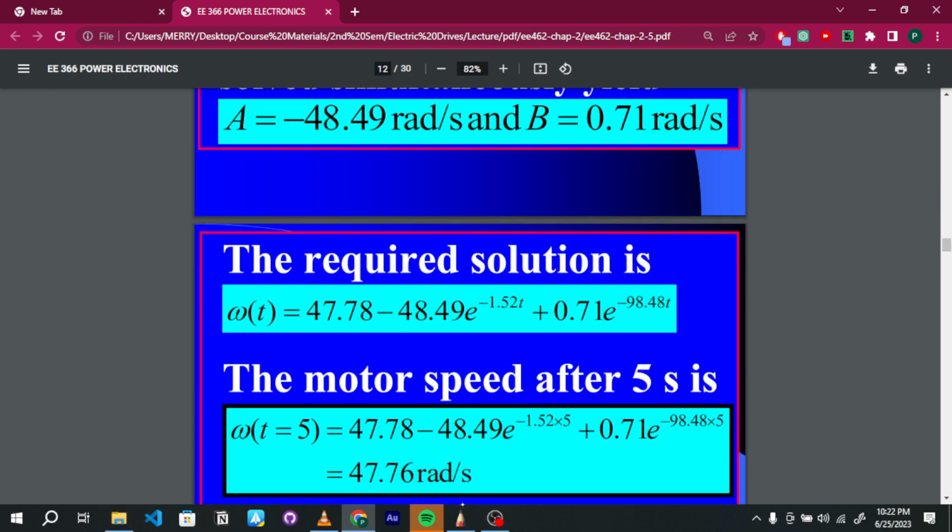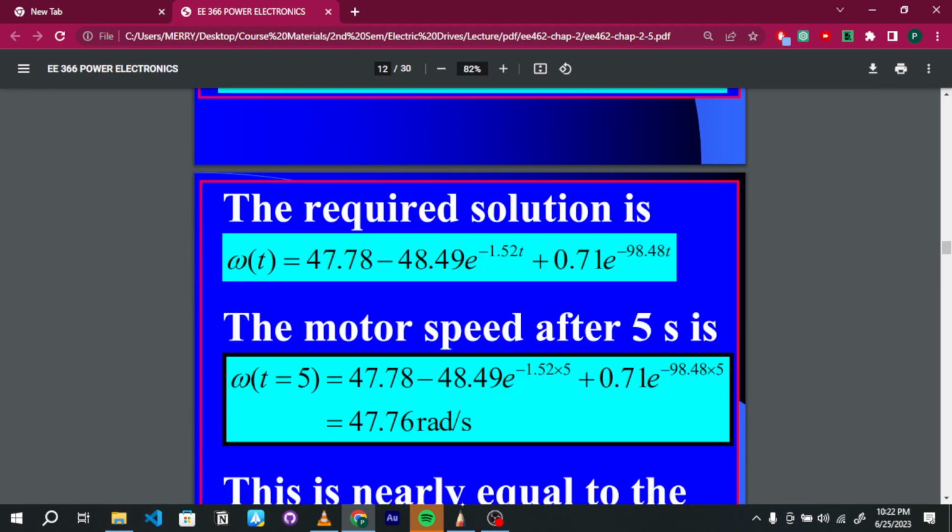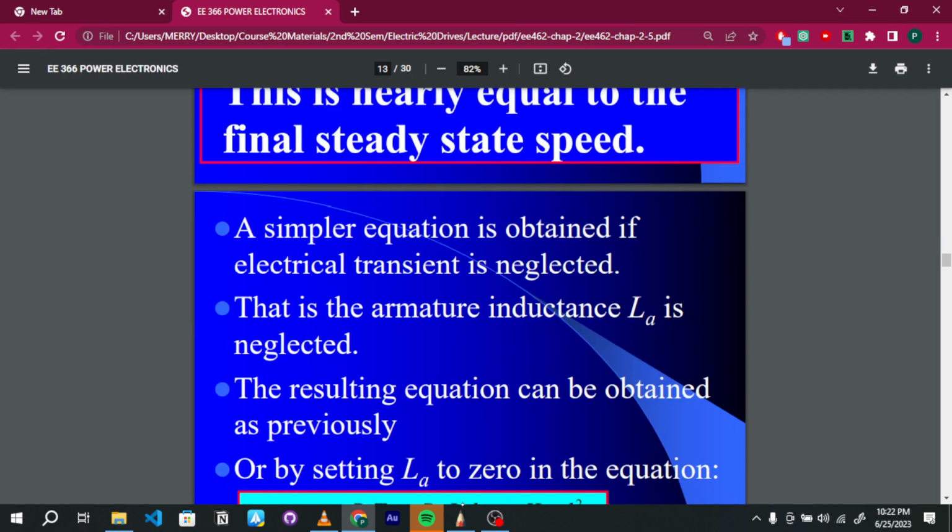To find the motor speed after 5 seconds, you just put in 5 where you see t, and then simplify it with your calculator. That's all. So we'll end this video here. We'll continue another time. Thank you.